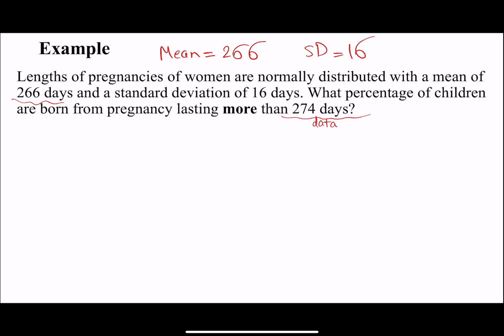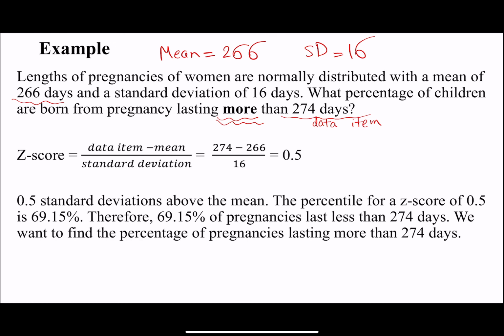274 is your data item. However, it doesn't say less, it says more. Percentile gives you less, right? Okay, let's see what we should do. First of all, I find the z-score. Data item 274 minus mean 266 over standard deviation. So use your calculator, you get 0.5.